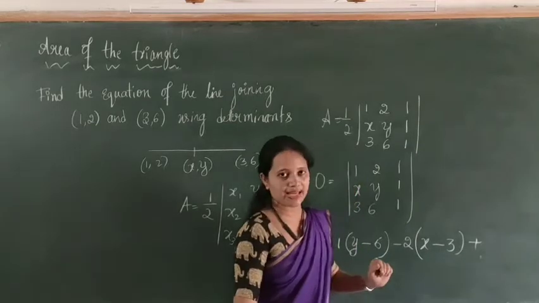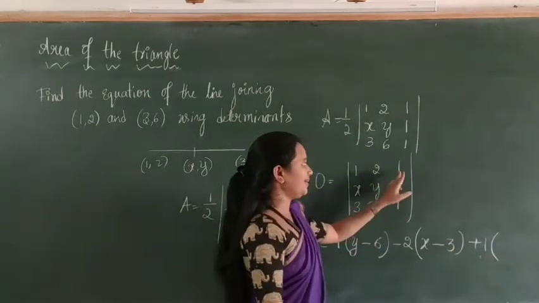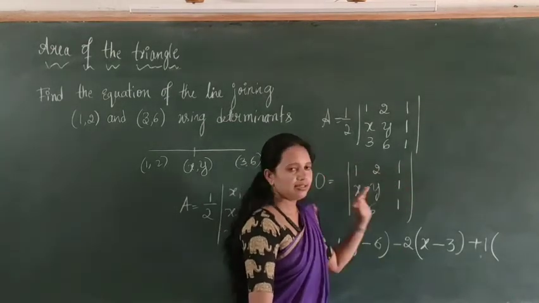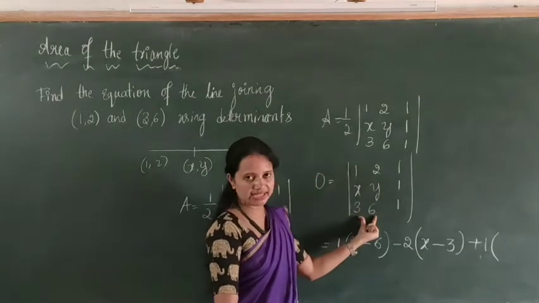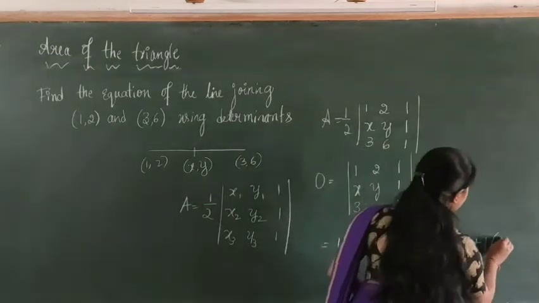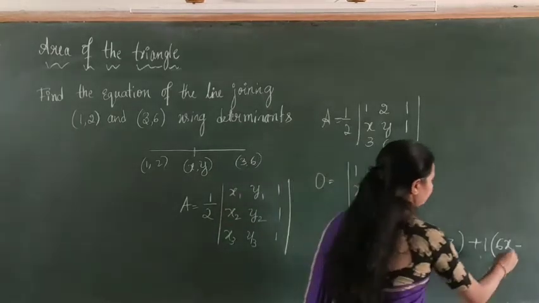The third one is plus, and the third element is 1. So 1 is in the first row and third column. Delete the first row and third column elements. The remaining elements are x, y, 3, 6. Cross multiply the diagonal: 6 into x, 6x, minus 3 into y, 3y.